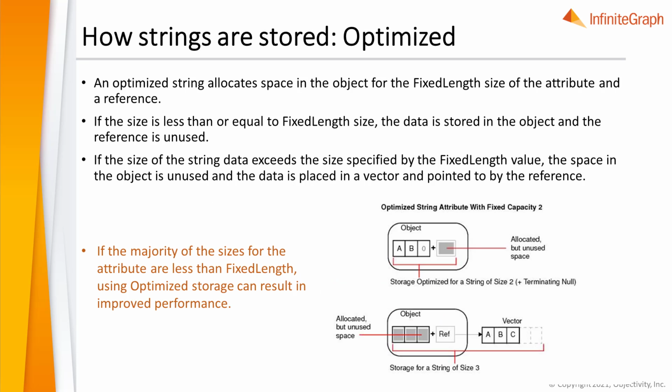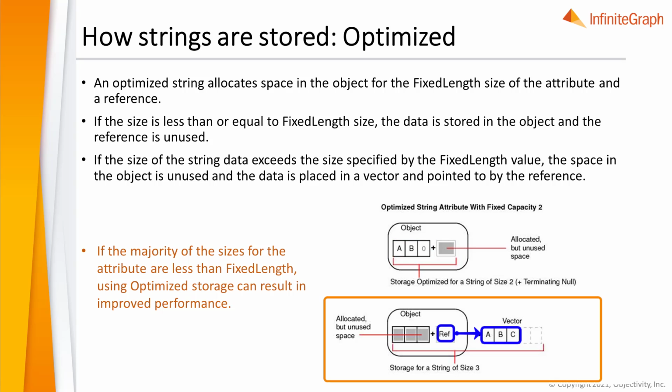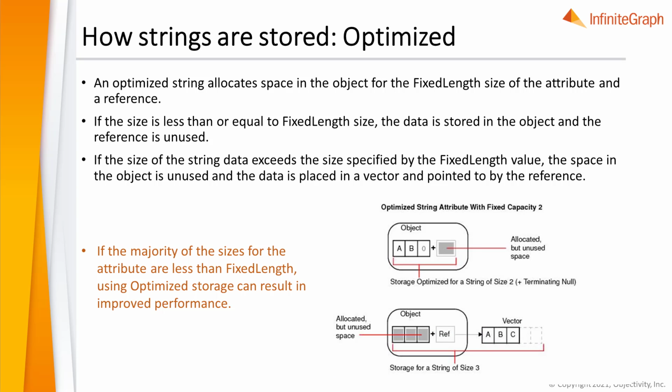An optimized string allocates space in the object for the fixed length size of the attribute, as well as a reference. If the size is less than or equal to fixed length, the data is stored in the object and the reference is unused. If the size of the string data exceeds the size specified by the fixed length value, the space in the object is unused and the data is placed in a vector and pointed to by the reference. If the majority of the sizes for the attribute are less than fixed length, using optimized storage can result in improved performance.